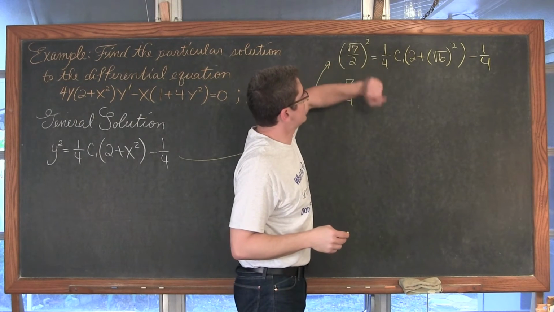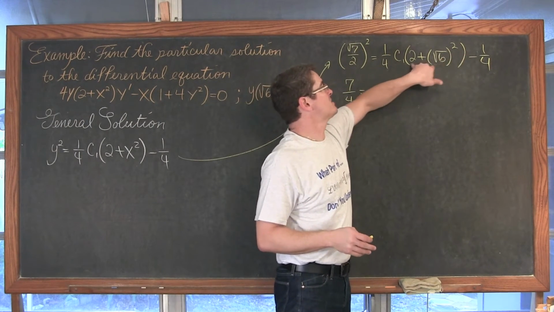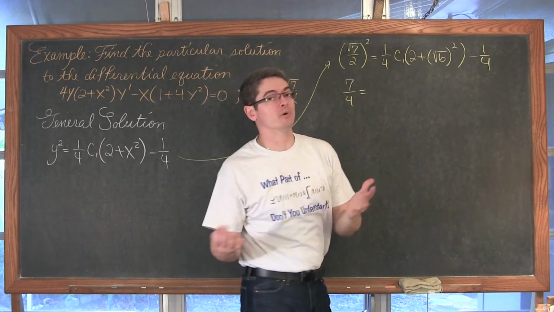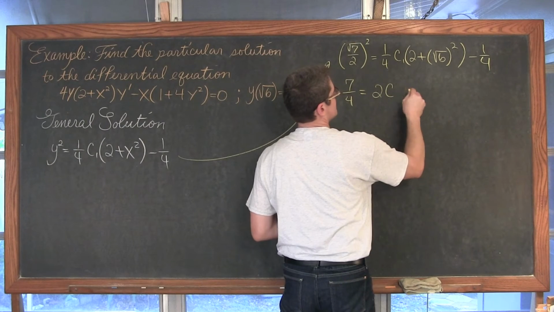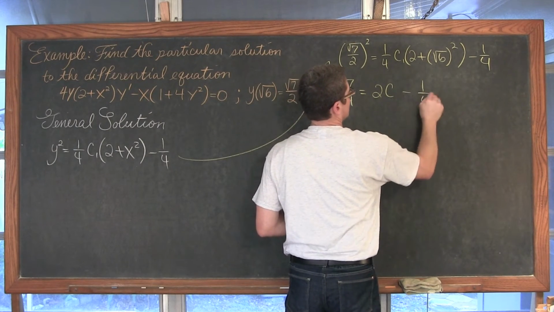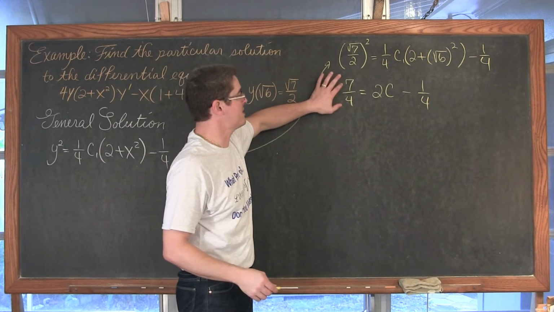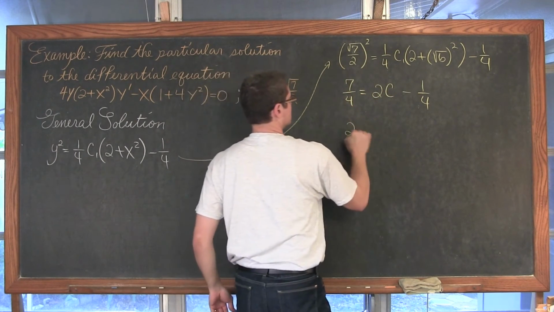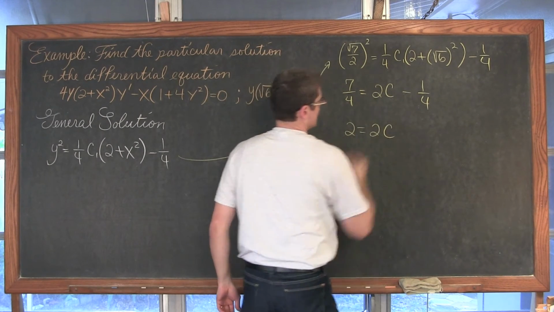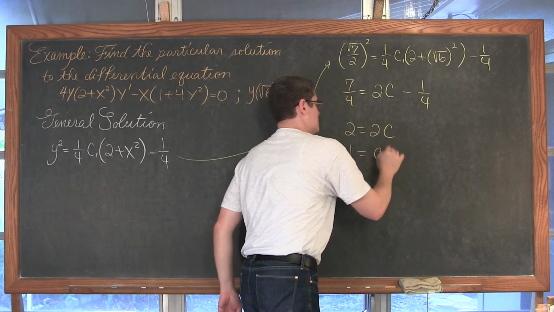is equal to, now what do we got going on here? The square root of 6 squared is just 6, and 6 plus 2 is 8, and 8 divided by 4 is 2. I'm going to leave off that subscript. Minus 1/4. Of course, when you add 1/4 to both sides, you're going to have 7 over 4 plus 1 over 4, which is 8 over 4, or 2. So 2 is equal to 2c. That means that 1 is equal to c.